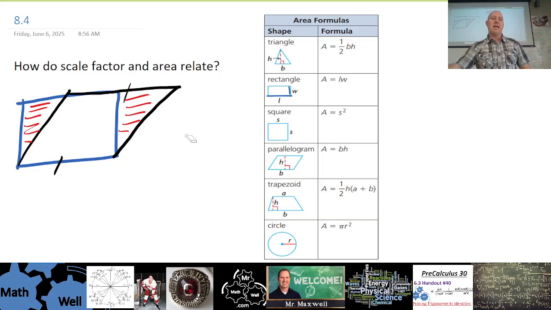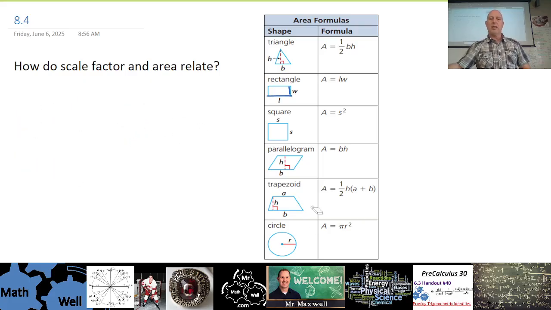It's the exact same. Trapezoid, again, I won't go through this, but a trapezoid is 1/2 the A plus B, so you add the top and the bottom, and 1/2 of that times the height. So 1/2 A plus B times H, and it doesn't matter the order of multiplication. All right, so what I want to do is test scale factor and areas. We're going to do some examples.